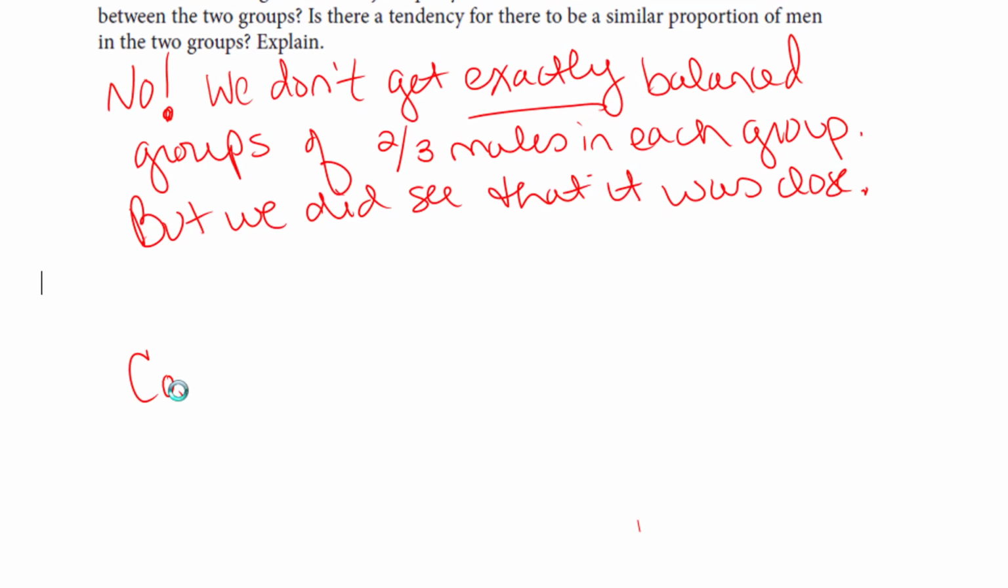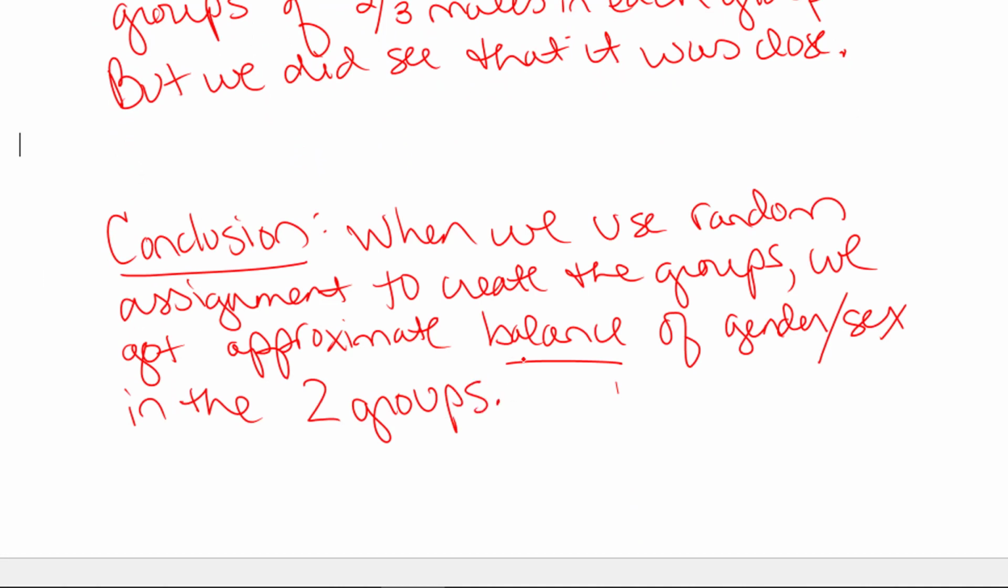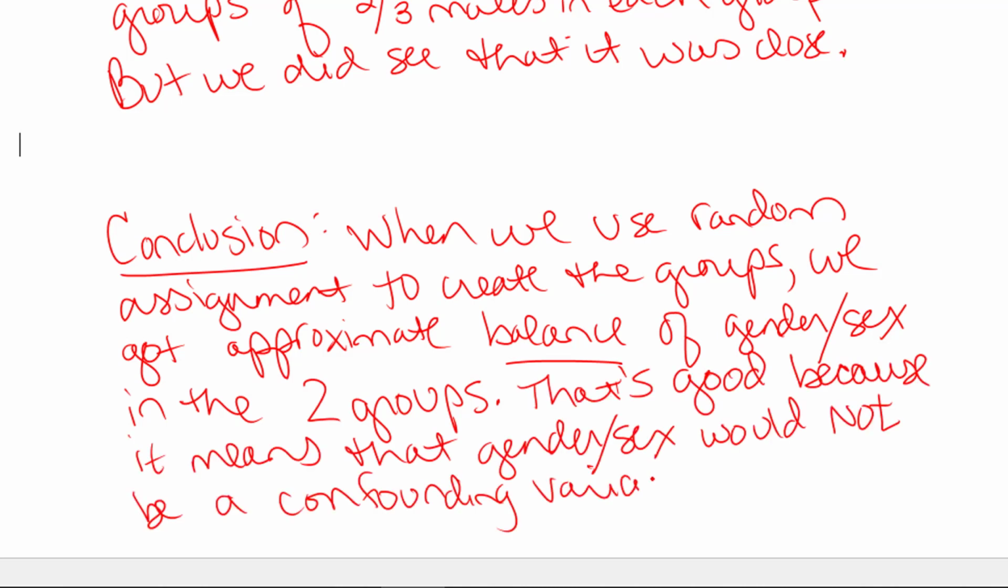So why do I care about this? When we used random assignment to create the groups, we got approximate balance of gender, sex, in the two groups. We like that because that means that gender, sex, would no longer be a confounding variable. So that's good. We did find that when we used random assignment, it did seem to balance out the proportion of males and females in the group. So at the end of the day, if we found the elevating group did better, then we couldn't say that it was because group 1 had a higher proportion of males in it or a higher proportion of females in it. It couldn't be that way because they had approximately equal balance of males and females in the two groups.